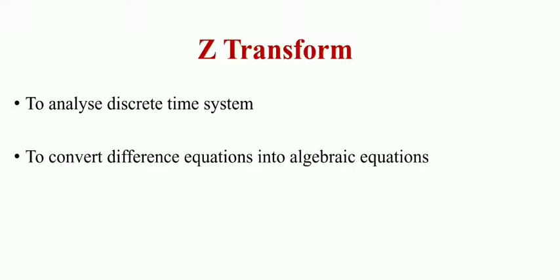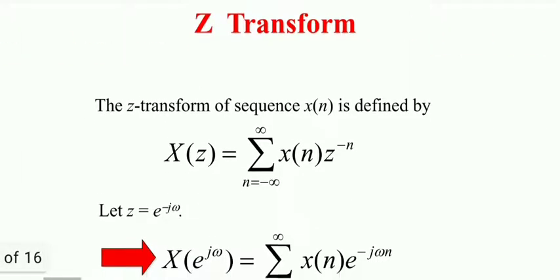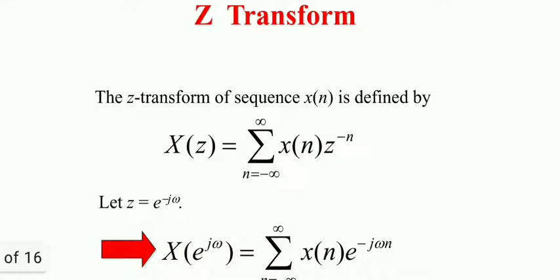If we want to analyze a continuous time system, we have to use Laplace transform, and Laplace transform is used to convert a differential equation into an algebraic equation. A differential equation is used to describe a continuous time system, whereas a difference equation is used to describe a discrete time system. Please remember this. Now we study what is the equation of a Z transform.